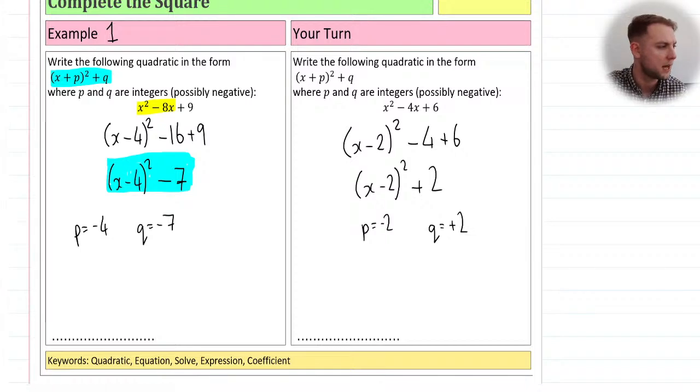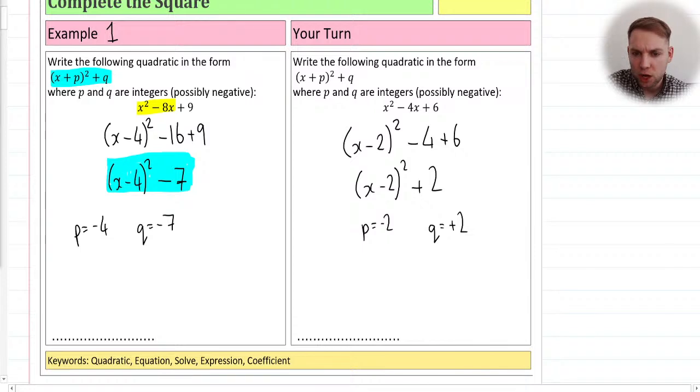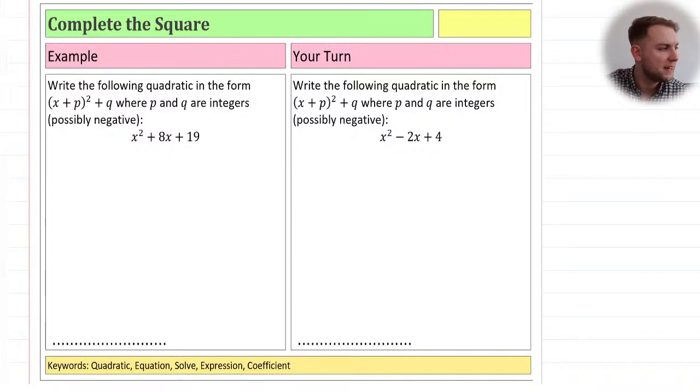So get both of those questions down. I'll give you a second to do that. So let's have a little go at two ourselves. So here are two questions. Have a little go at these two yourself. I'll go through both of these in a second, but have a little go at both of these yourself.